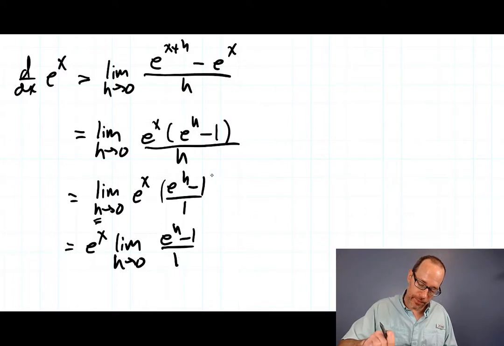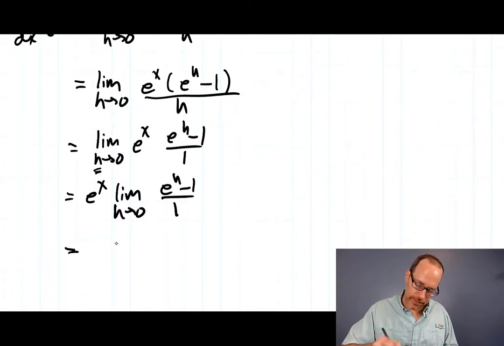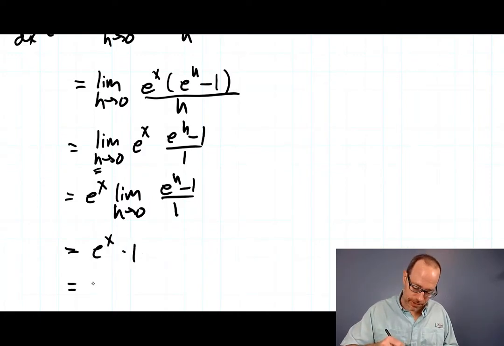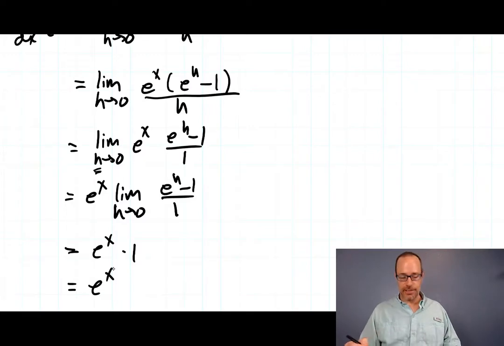All right. Well, this limit we just said was 1. So you get e to the x. And that's why the derivative of e to the x is e to the x.